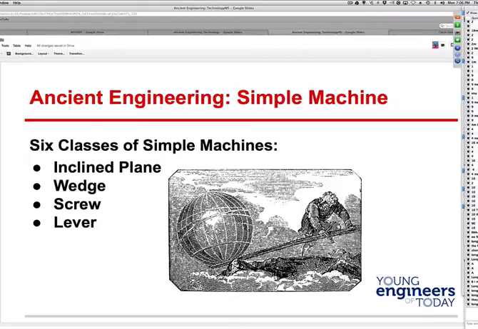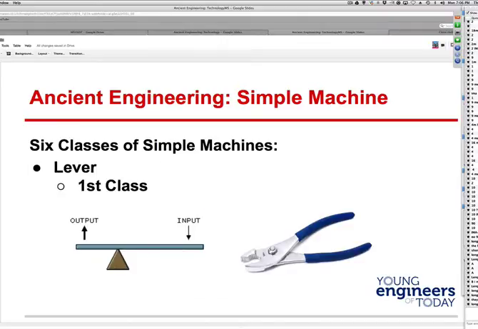All right, now a lever. Our friend Archimedes said, give me a lever and I can lift the world. You give me a long enough lever, I can pick up the world. And he designed some really neat things with that fact. So here's our first class lever. There's 3 classes of levers. First class, second class, third class. In first class, the fulcrum's in the middle. There's an output and input and the fulcrum.